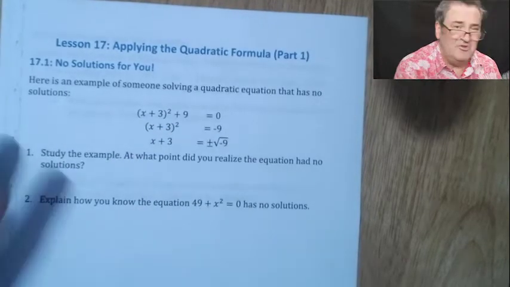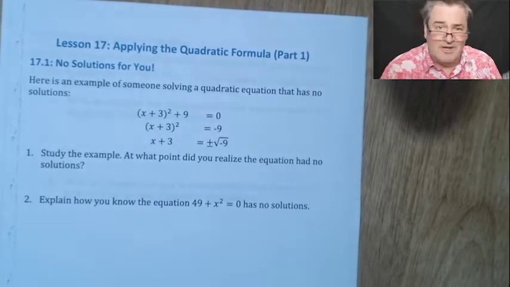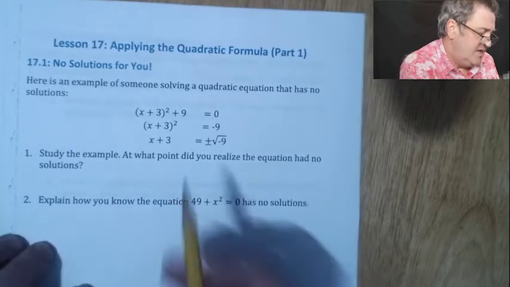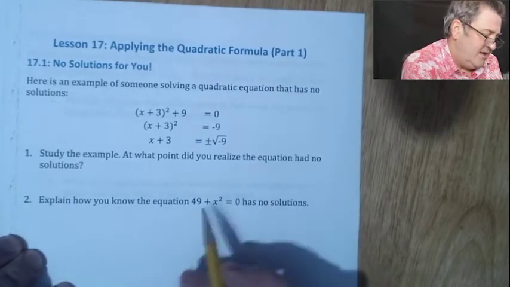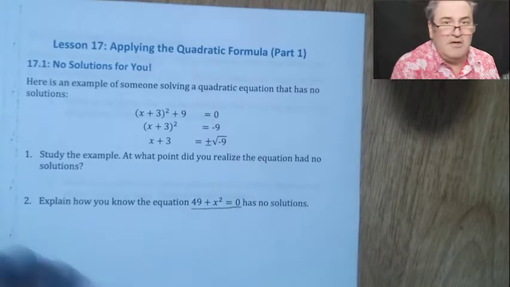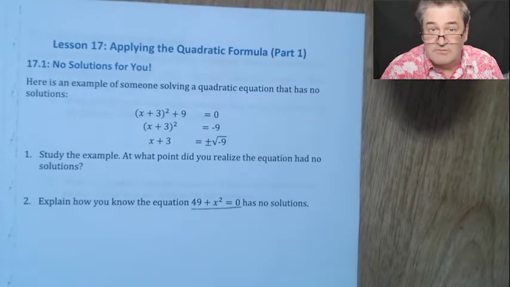So that's what we're trying to do, to the point where you save yourself some time by knowing right away, well, that doesn't even have a solution. So explain how we know that 49 plus x squared equals 0 has no solution.